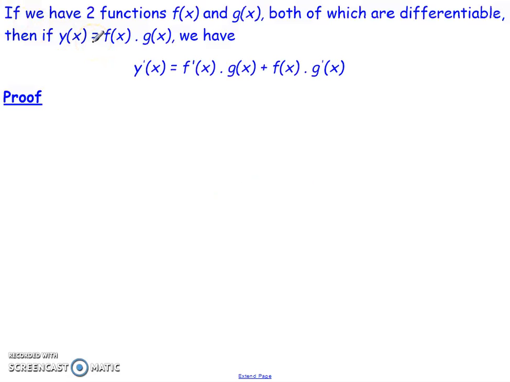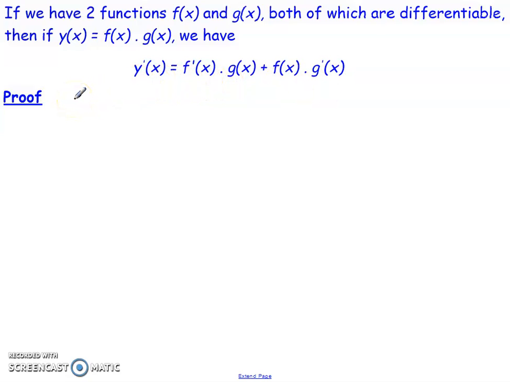Now let's imagine we've got two functions, f of x and g of x, both of which are differentiable. If we write that in the format y of x equals f of x times g of x, what we can do is take the derivative y dashed of x. We simply take f dashed of x times g of x, so the derivative of f of x times g of x, plus the original f of x times g dashed of x, the derivative of the g function. It's quite simple. We follow that through.